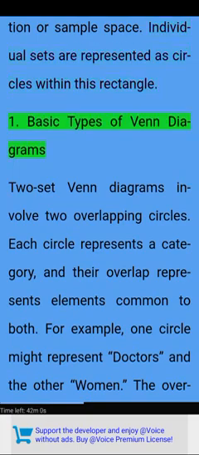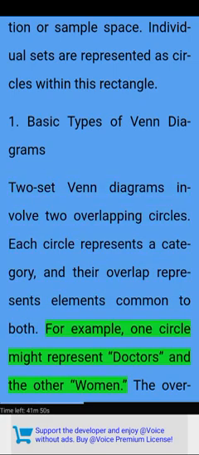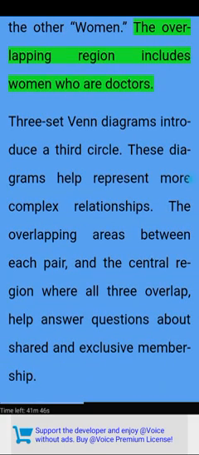1. Basic types of Venn diagrams. 2 set Venn diagrams involve 2 overlapping circles. Each circle represents a category, and their overlap represents elements common to both. For example, one circle might represent doctors, and the other, women. The overlapping region includes women who are doctors.